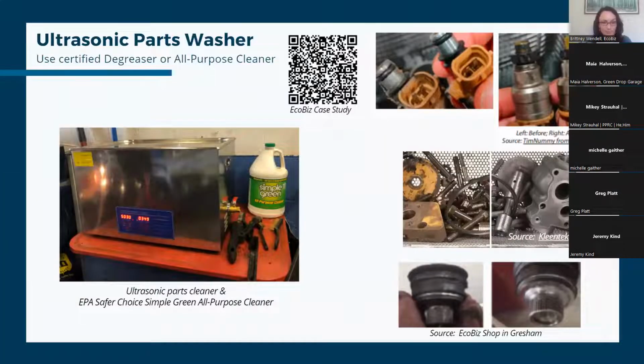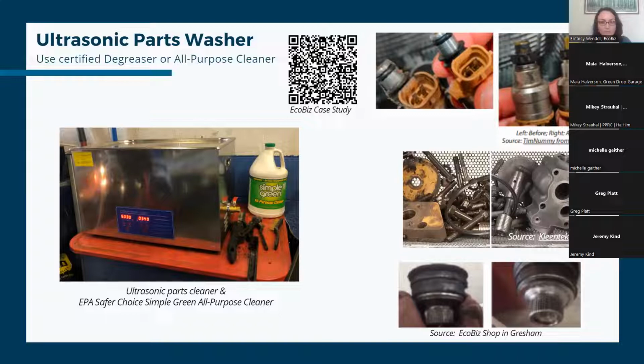Another exciting method that we've come across recently is ultrasonic parts washers. We have at least a couple of EcoBiz certified businesses in the Portland area that are using these. We're trying to share this method with other shops in the area. You can also scan that QR code to read about the 2 shops that I'm referencing and the payback period.